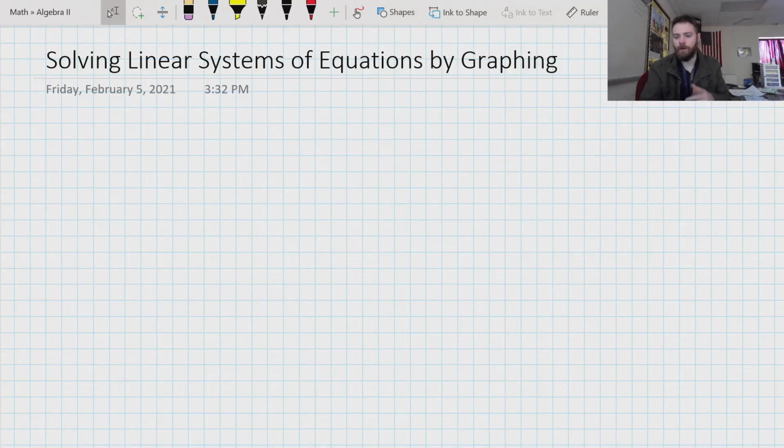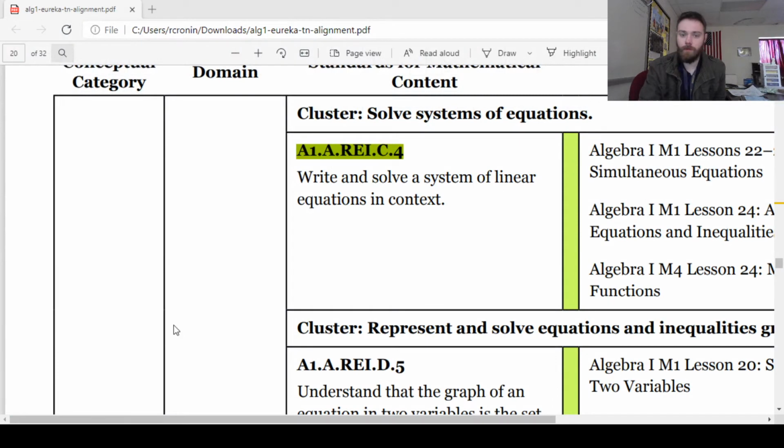Okay, so we're going to start off by talking about solving linear systems of equations by graphing. In order to build this standard up, we're going to need to go back probably to some problems that you've probably done in 8th grade. Specifically in Algebra 1, which is going to be mostly the focus of this, because hopefully by Algebra 2 you should be comfortable with this, but we are going to cover this in Algebra 2 as well.